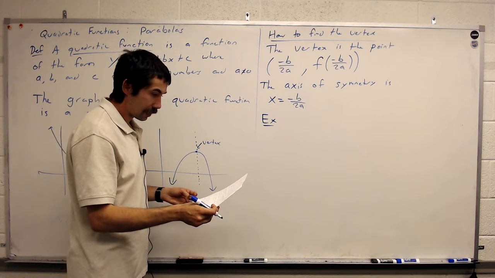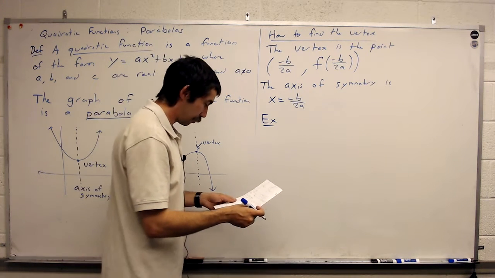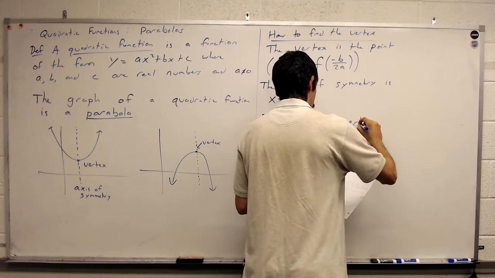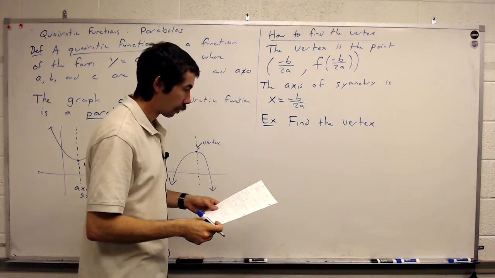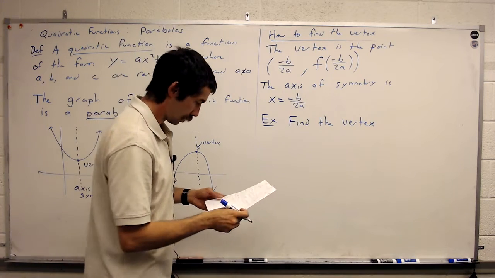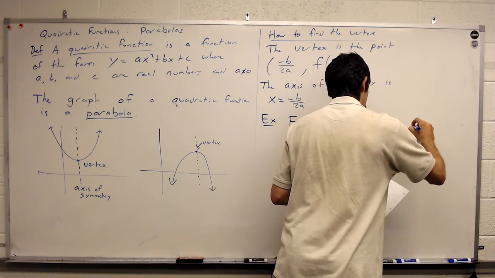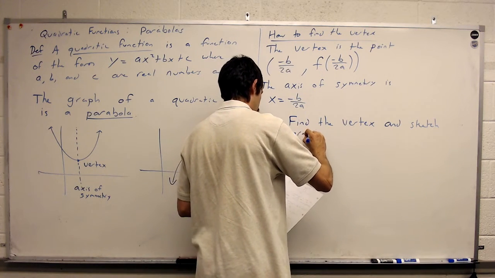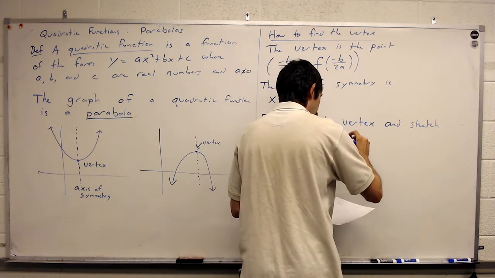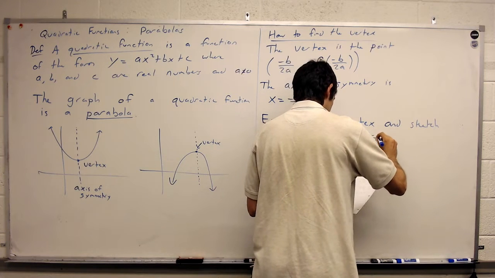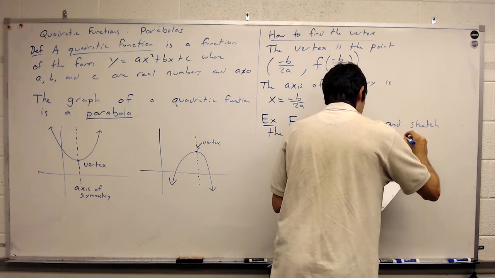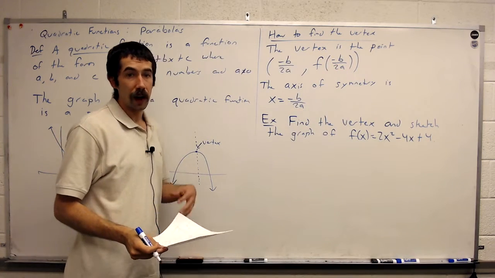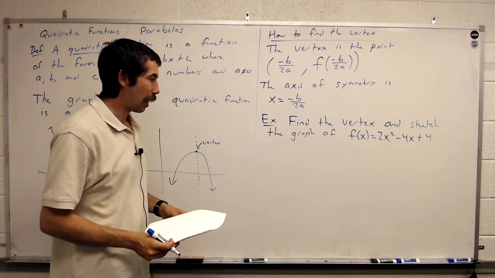OK, so let's take a look at an example. So let's find the vertex and sketch the graph of the function 2x squared minus 4x plus 4. All right, we don't really know many properties of sketching the graph. I will tell you one thing.